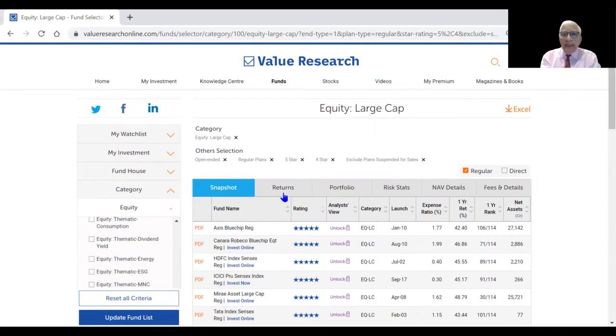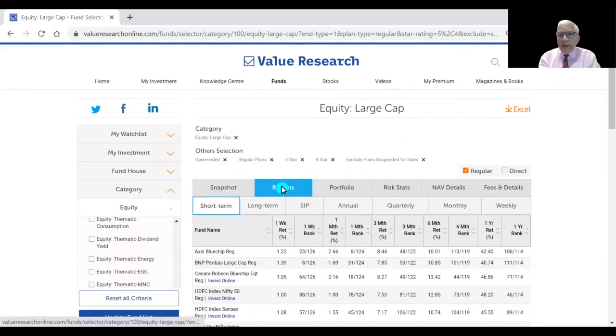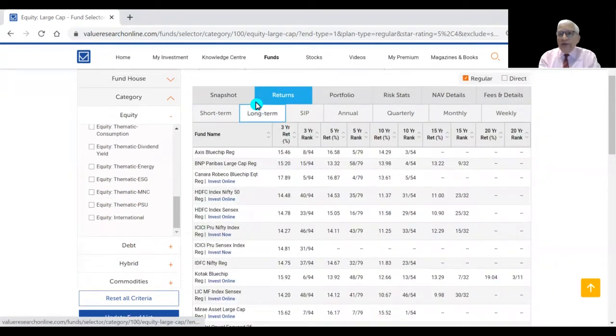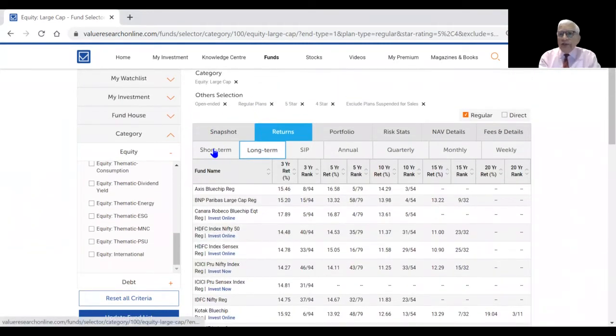For example, I'll click on returns. Okay, we are interested in returns per se. So returns, I'll click on. After that, we'll click on long-term returns, not short-term. We are not interested in short-term. We are not there for getting in tomorrow, getting in today and getting out next week. No, we are there for long-term. Therefore, I'm clicking on long-term.